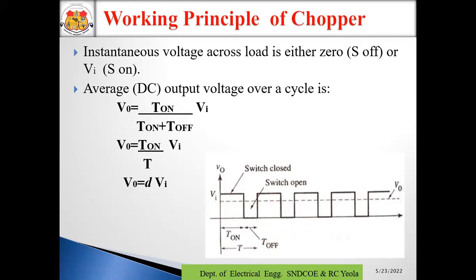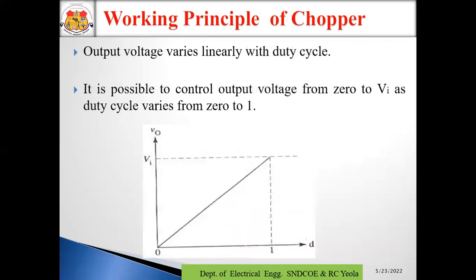In that you can see, according to the formula, these are the T on and T off times, and the combination of T on and T off is the total time period. Now the output voltage varies linearly with the duty cycle. As we already discussed, the formula for the output voltage is V0 equals D into VI, where D or delta is the duty cycle or duty ratio. It is possible to control the output voltage from 0 to the input voltage as the duty cycle varies from 0 to 1. This is the main concept.